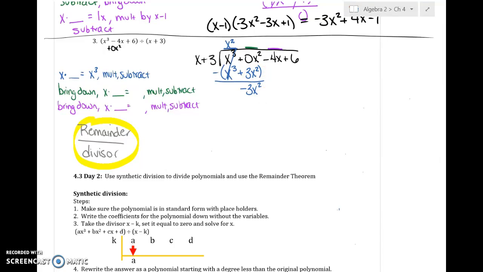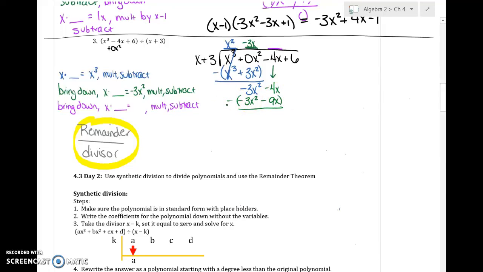To start the next cycle, you bring down the next term, negative 4x, and then start the cycle again. X times what would give you negative 3x squared? Well, we need the negative 3 in there. And x times x gives us x squared, so that needs to be negative 3x. Multiply that negative 3x times x and 3. Negative 3x times x is negative 3x squared. Negative 3x times 3 is negative 9x.